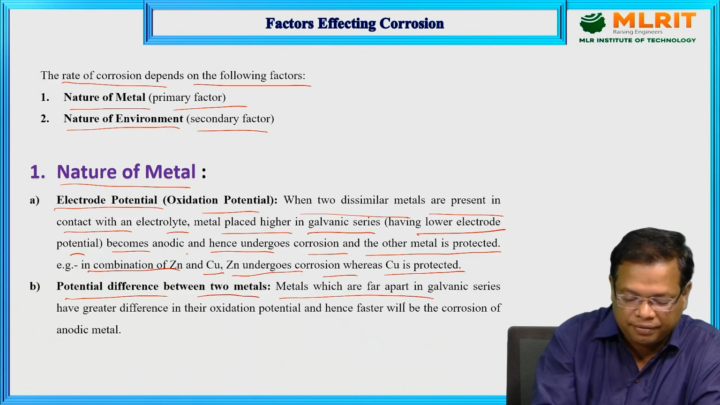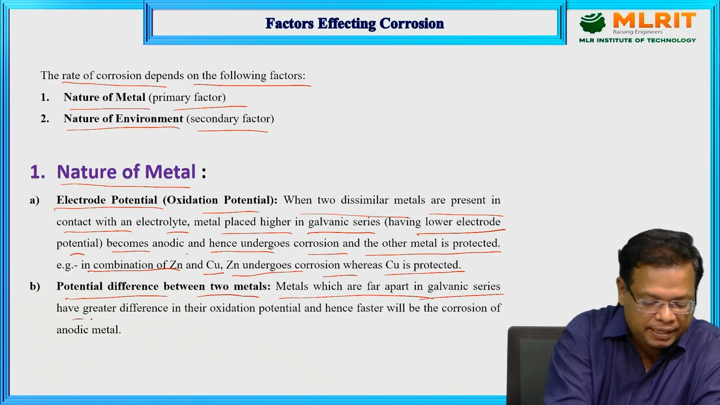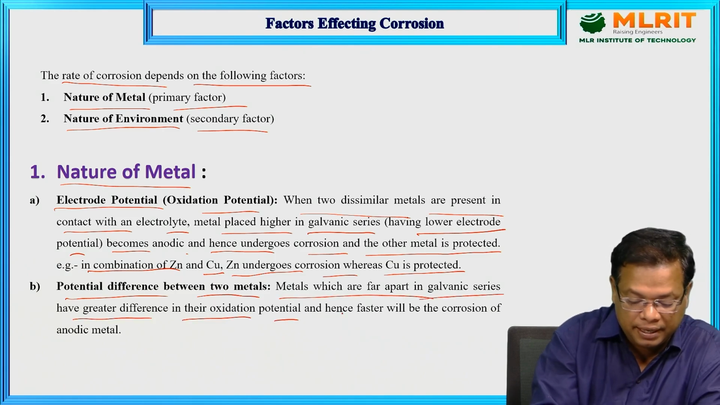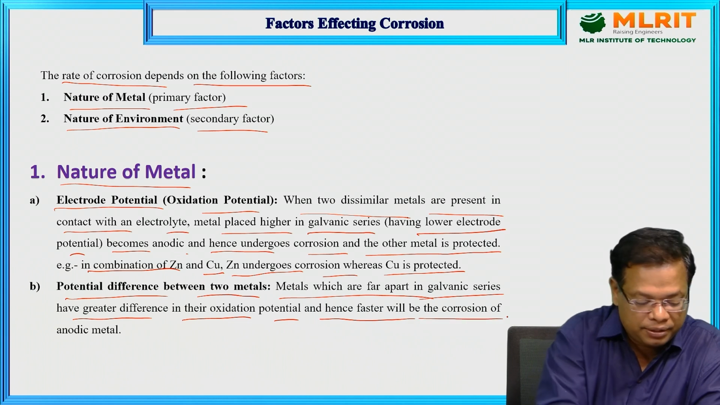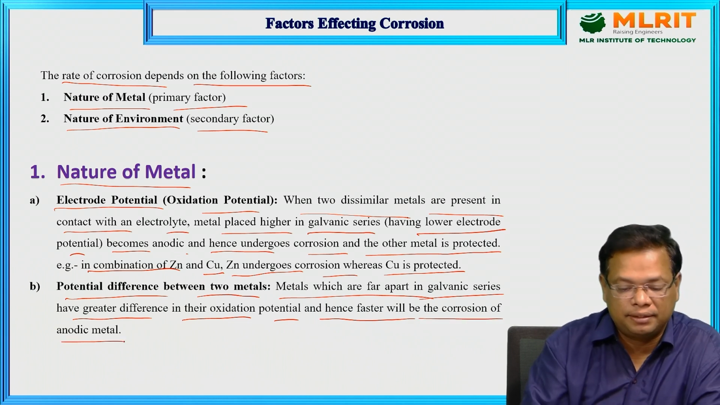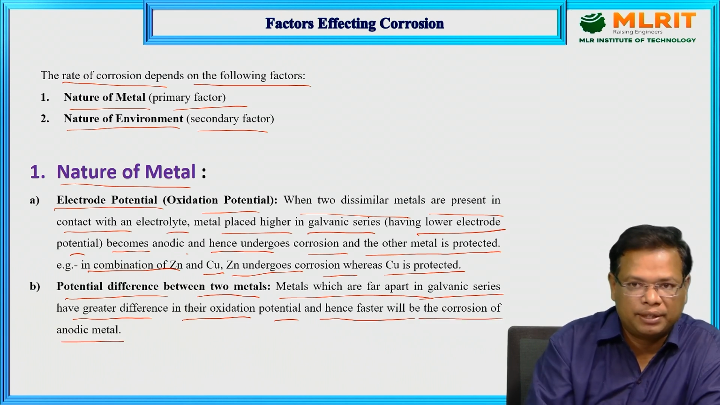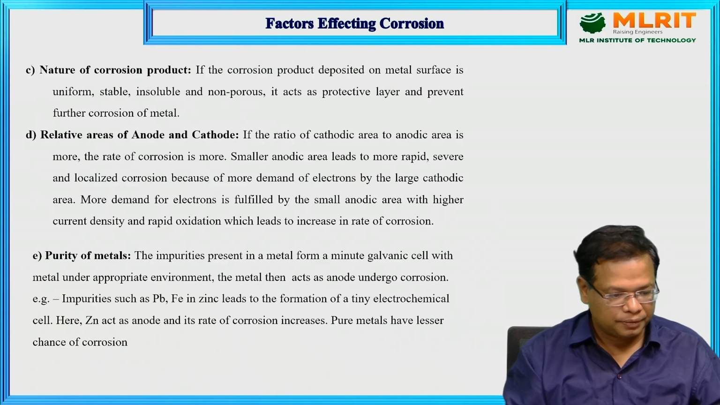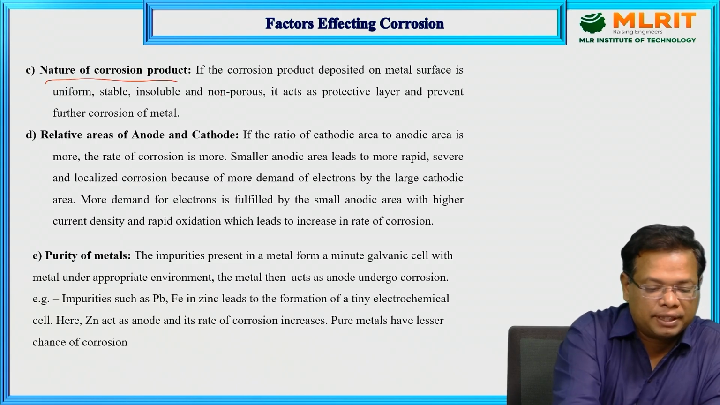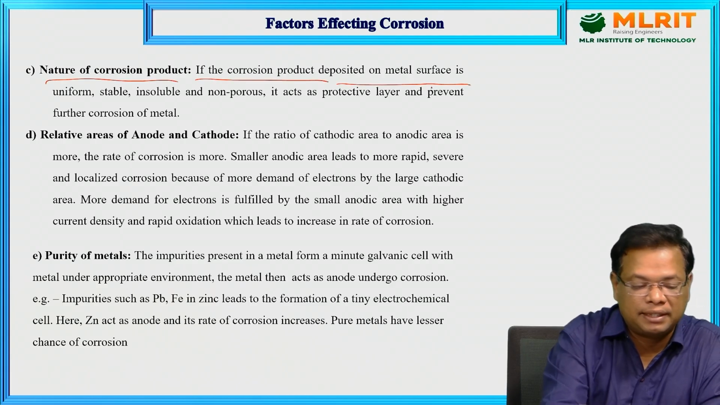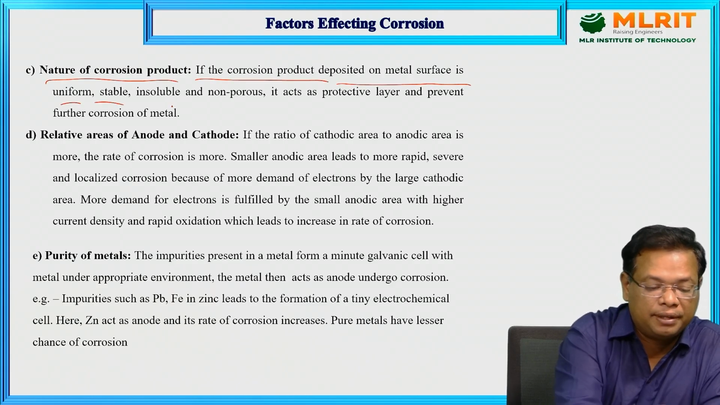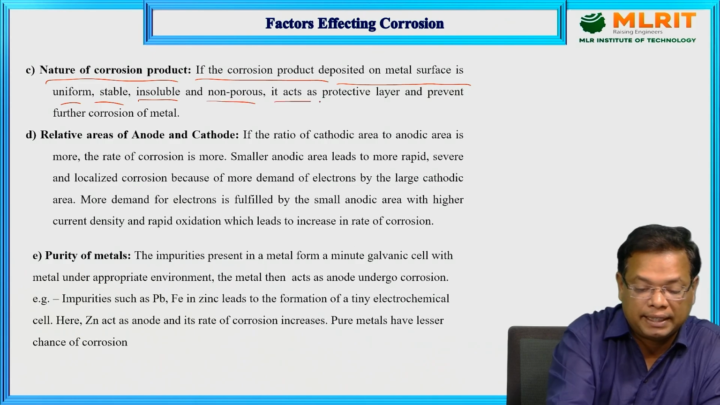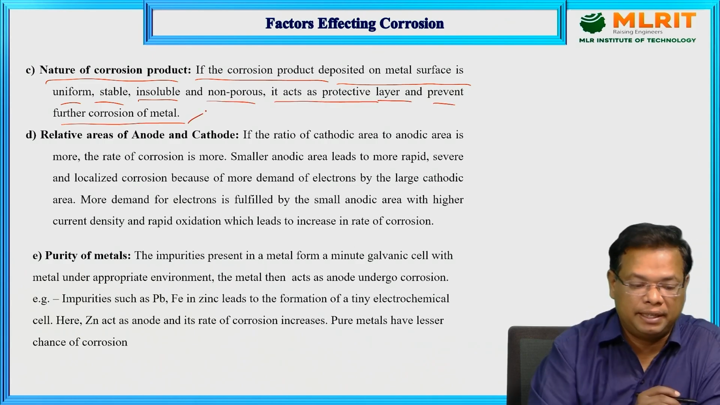Metals which are far apart in galvanic series have greater difference in their oxidation potential, and hence faster will be the corrosion of the anodic metal. So as we just discussed, the more electroactive material always acts as the anodic part. Nature of the corrosion product: if the corrosion product deposited on the metal surface is uniform, stable, insoluble and non-porous, it acts as a protective layer and prevents the further corrosion of the metal.